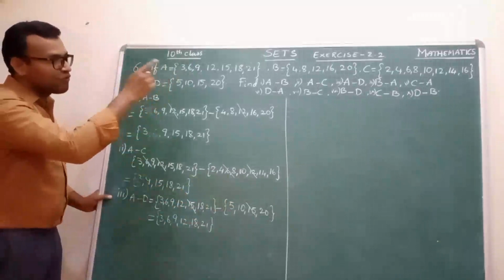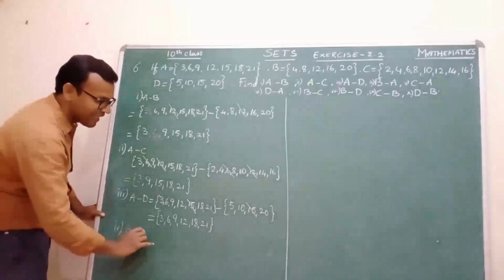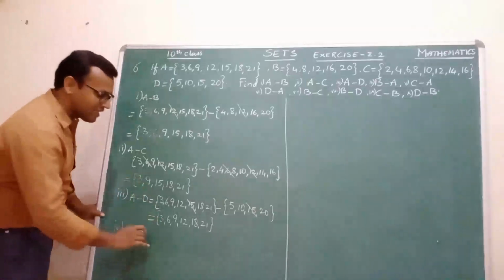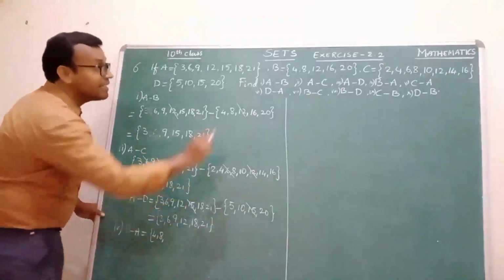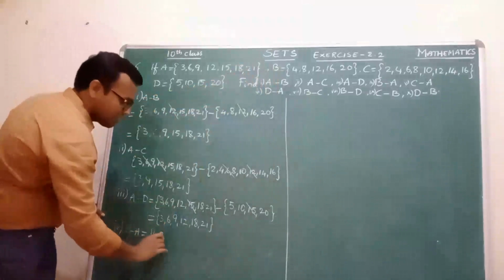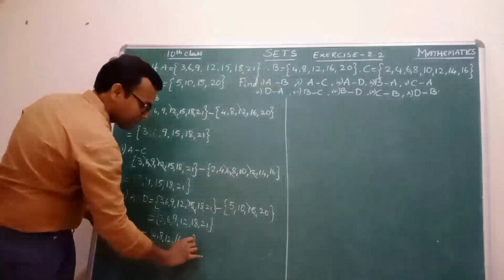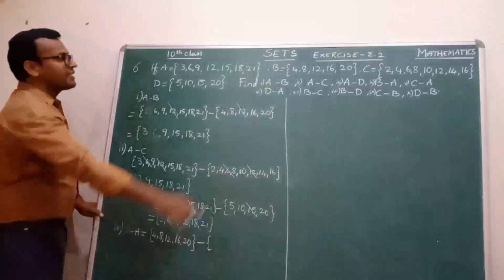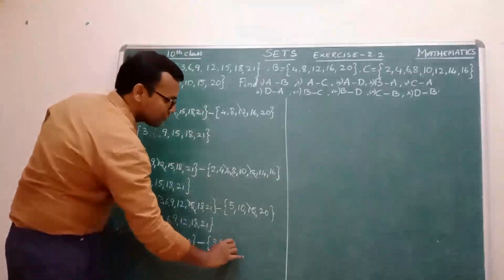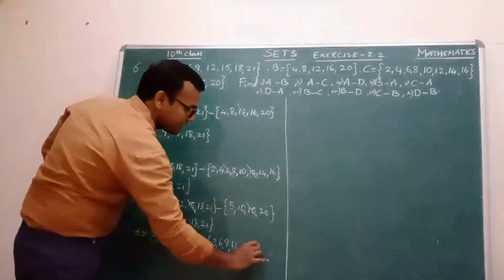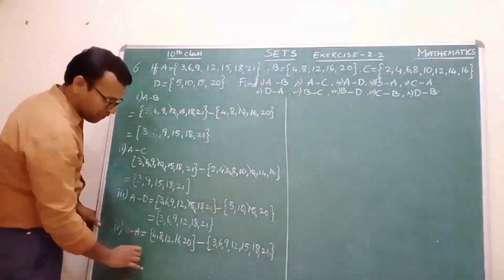Now let's solve the fourth one, which is B minus A. So first we need to write set B. Set B is the set of 4, 8, 12, 16 and 20, minus A. A is the set of 3, 6, 9, 12, 15, 18 and 21. These are multiples of 3 and these are multiples of 4.